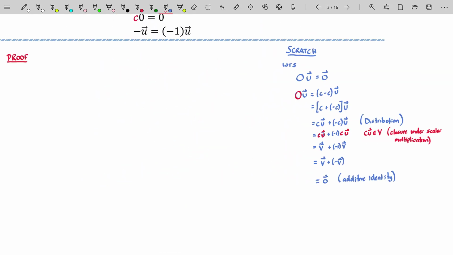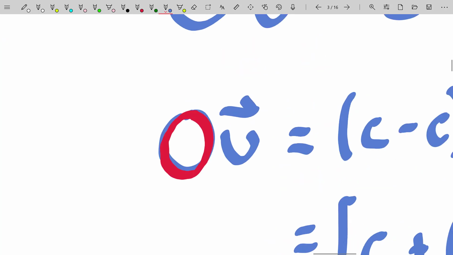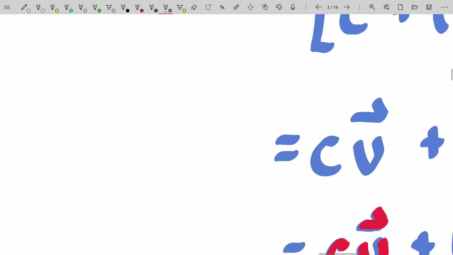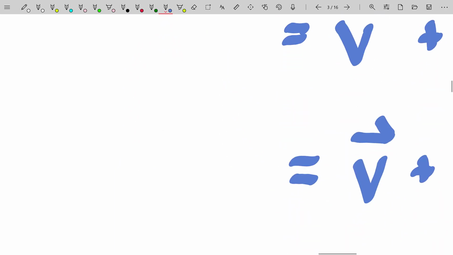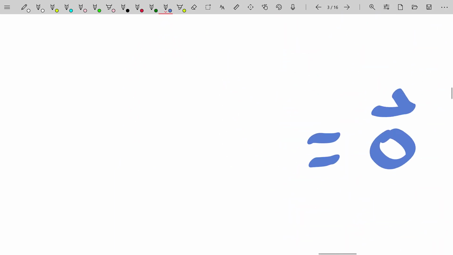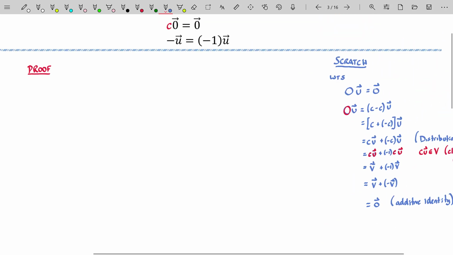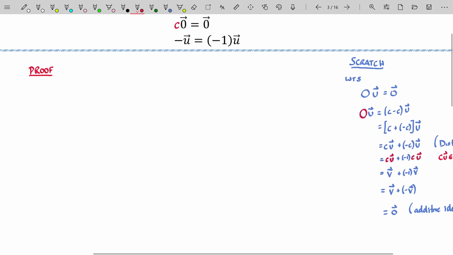And notice what I've proven here is that the scalar 0 times the vector u is equal to the vector 0. In reality, I was trying to chicken scratch out what my proof might look like, but actually that's probably what the proof will look like. So if I were to rewrite the proof legitimately, I might do something like this.